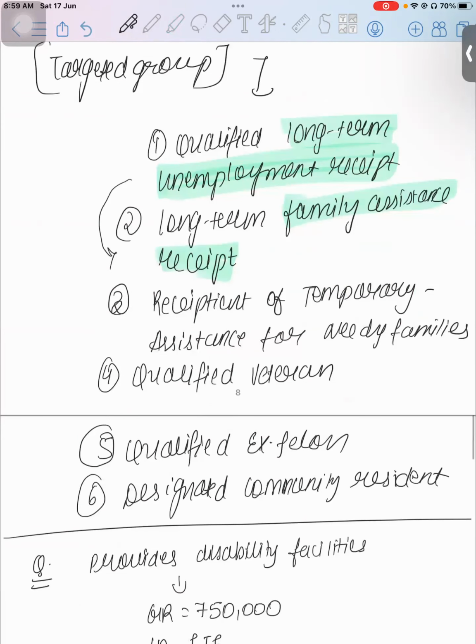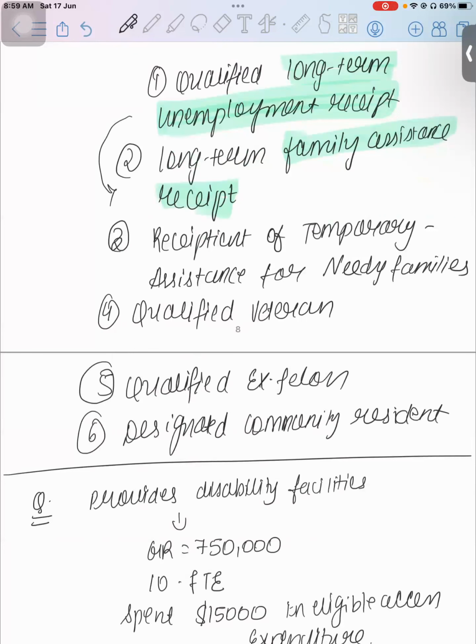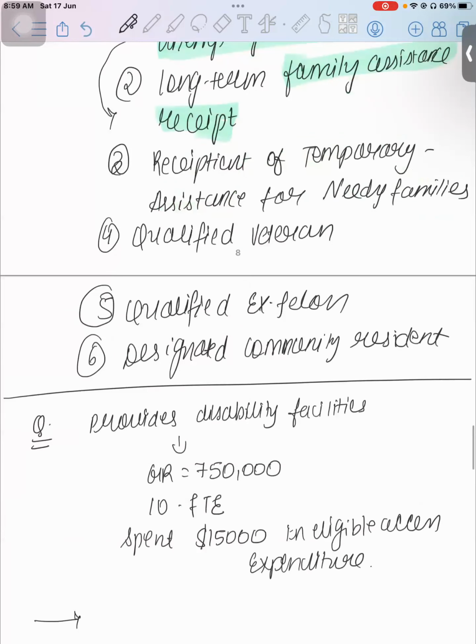Next is receipt of temporary assistance for needy families. Okay, if you are receiving a temporary assistance amount from maybe government or any other organization for a needy family, then you will be considered a targeted group. Qualified veteran, qualified ex-felon, and designated community resident.